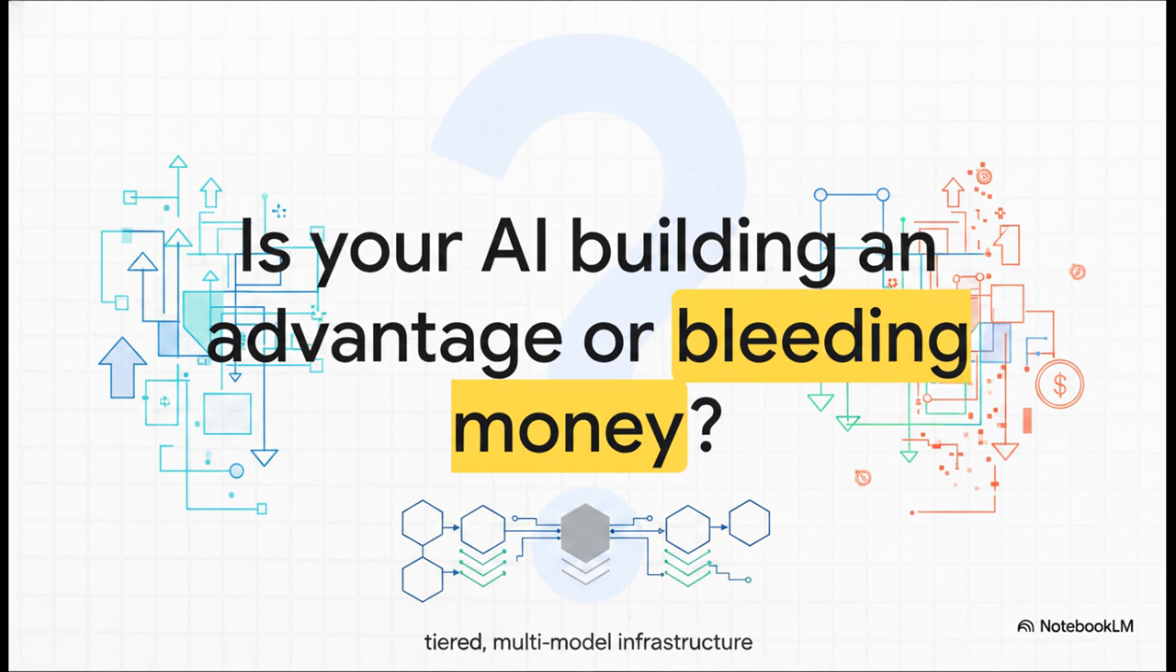Which really leaves us with this final, absolutely critical question to consider. Is your current AI architecture building a competitive advantage, or is it just bleeding money? Because managing the rising costs of AI is not about telling your teams to stop using AI. It's definitely not about reducing overall adoption. It is entirely about refining the underlying technical structure. You have to transition away from the centralized model, adopt this tiered multi-model infrastructure, and finally take control of your tokenomics.